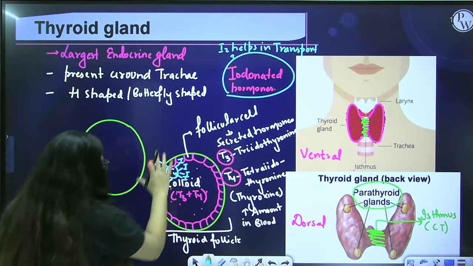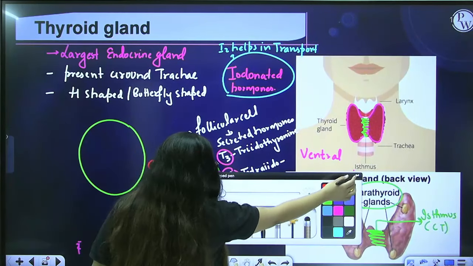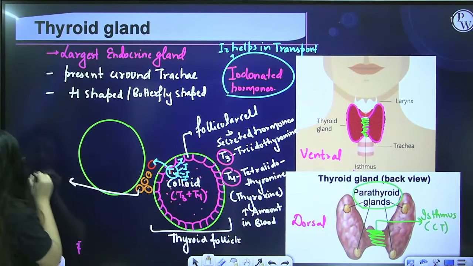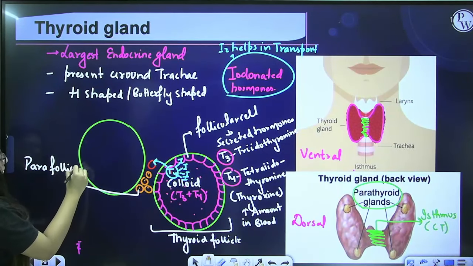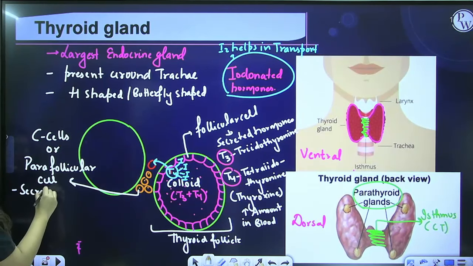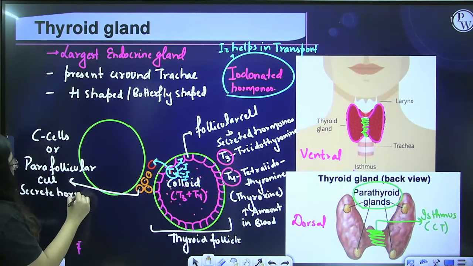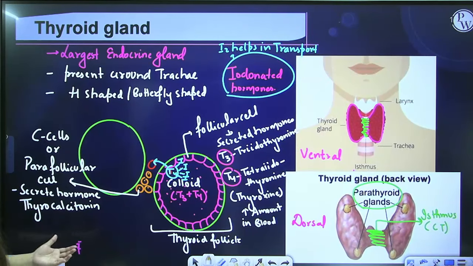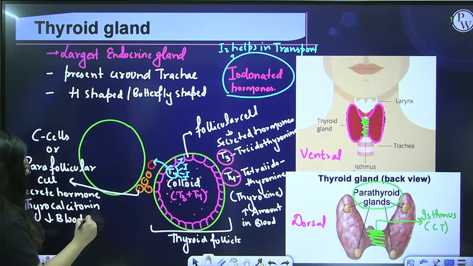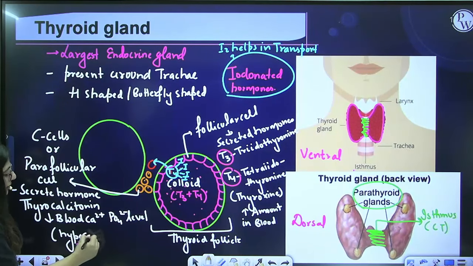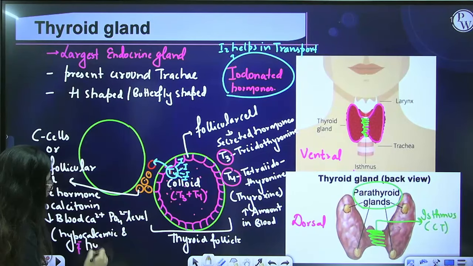Now, in these interstitial spaces, some cells are present, like these cells. These cells are known as parafollicular cells, also known as C cells. These cells secrete another thyroid hormone, and that is calcitonin or thyrocalcitonin. This hormone has a very important role in calcium regulation. It reduces blood calcium and phosphate level. So that's why you call it a hypocalcemic and hypophosphatemic hormone.